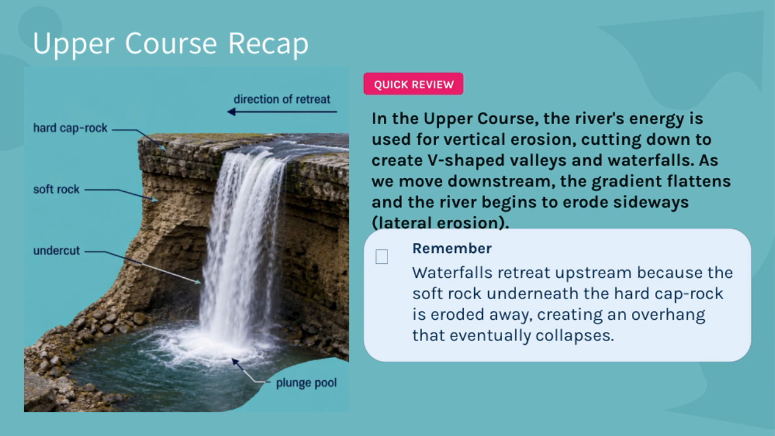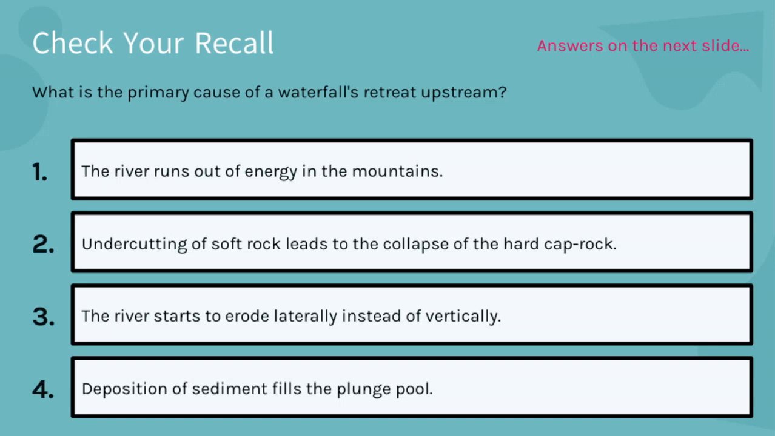As we move downstream, the gradient becomes gentler. The river has more water and begins to use more of its energy to erode sideways. That is when lateral erosion becomes more important. Let's check your recall from the upper course. The question is, what is the primary cause of a waterfall's retreat upstream? Is it 1. The river runs out of energy in the mountains?